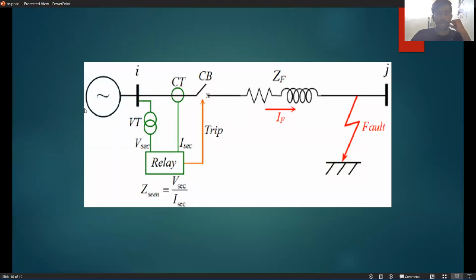So here is the current passing through the relay and to the resistance and the circuit, and here is the fault. So we can consider the formula Z equals V by I, where V equals voltage and I is the current.